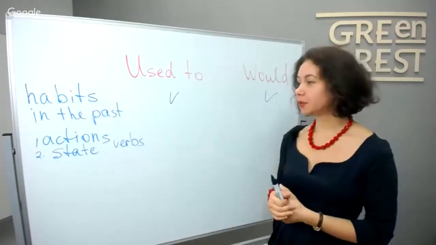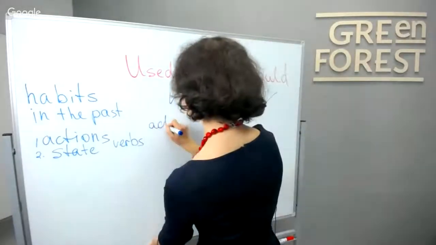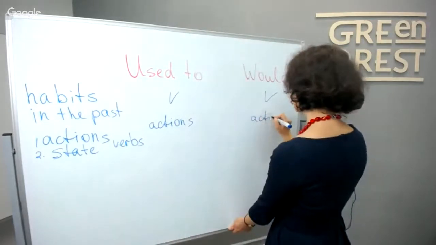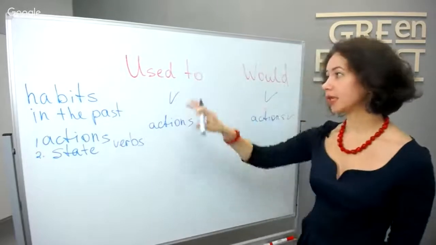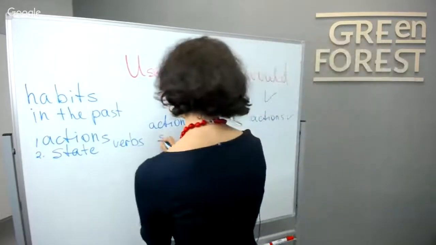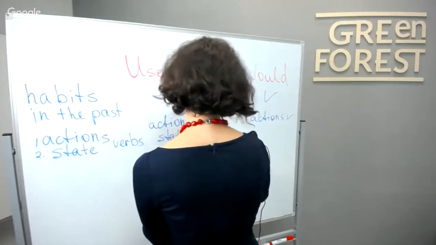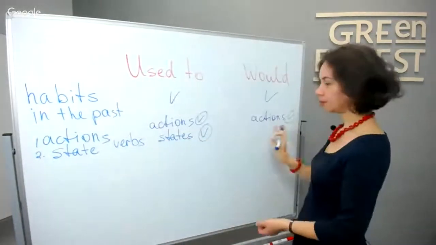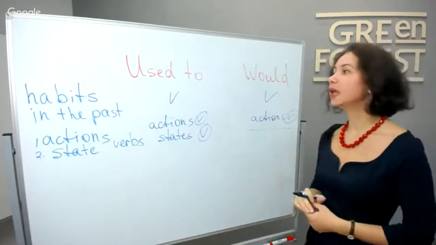If we have action verbs, I will write here actions and actions. It's working for both of them. But state verbs can be used only with used to. We have states here. And I'm not going to write states under would, so no.